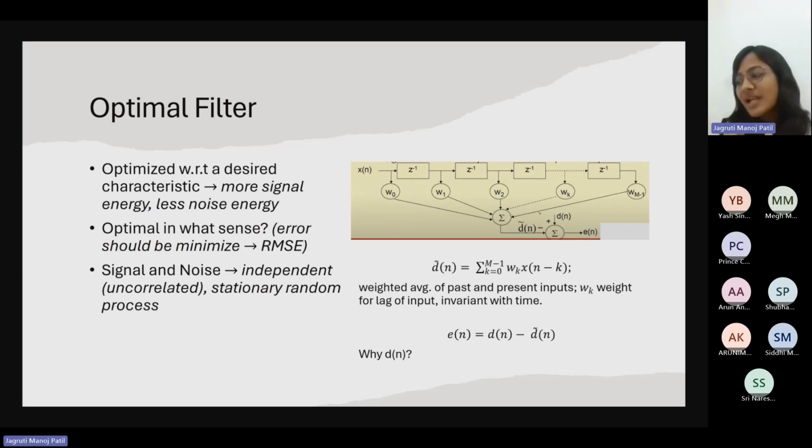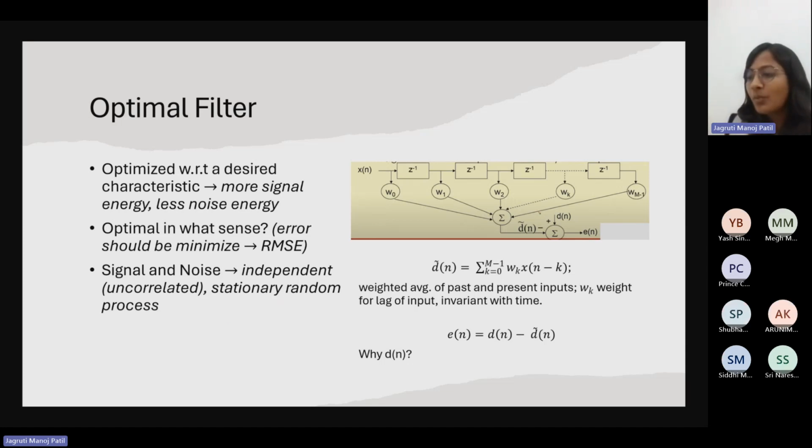We'll start from the basics, that's the optimal filter. An optimal filter should be optimal, stable, and say, adaptive. More or less, you're able to design a particular filter with the desired characteristics that you want, so that the signal energy is more and the noise energy is less. After all, we are all trying to eliminate the noise. So what's a particular metric for that? That's known as RMSE, root mean square error.